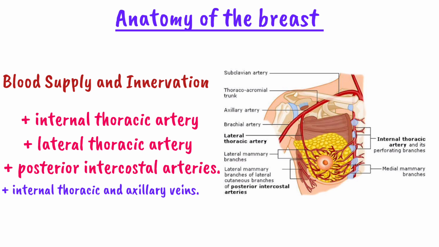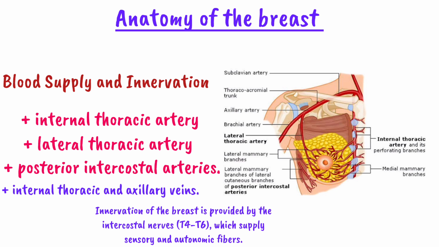So let's talk about the innervation of the breast. The innervation of the breast is provided by the intercostal nerves, which are T1 to T6, and they supply sensory and autonomic fibers. The T4 dermatome is particularly significant as it corresponds to the level of the nipple in most individuals. Sensory nerves in the breast play an essential role in reflex responses such as the milk ejection reflex during breastfeeding.